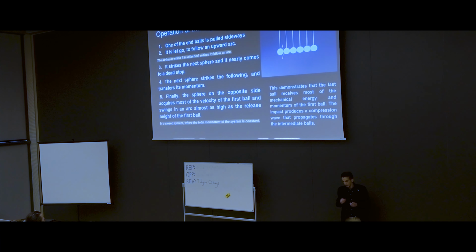Operation of the alignment. First, one of the end balls is pulled sideways. Second, it is let go to follow an upward arc. The string to which it's attached makes the arc, and third, it strikes the next sphere and immediately comes to a dead stop. Fourth, the next sphere strikes the following one and transfers its momentum. Fifth, and finally, the sphere on the opposite side acquires most of the velocity of the first ball and swings in an arc almost as high as the release height of the first ball, which means that there's a conservation of energy.